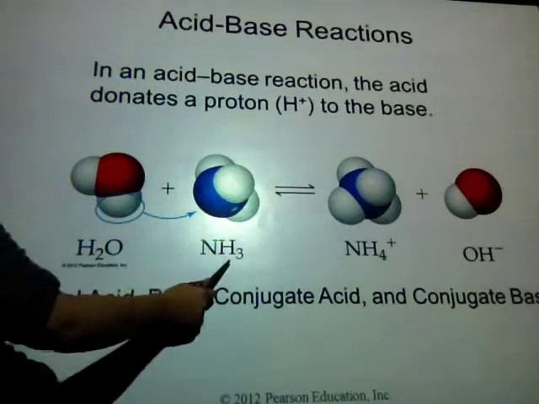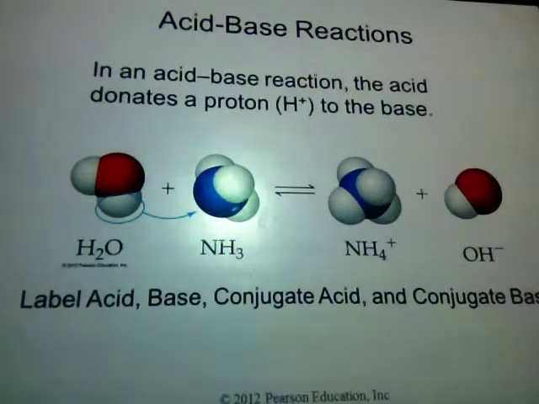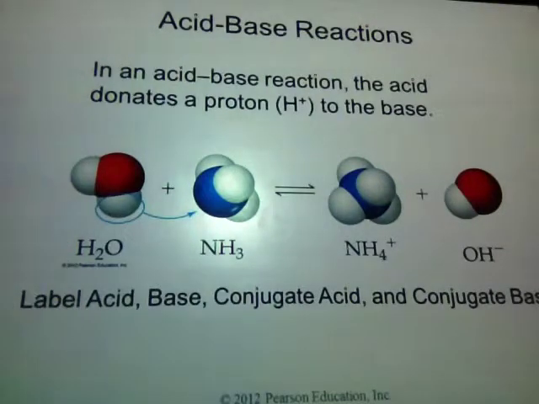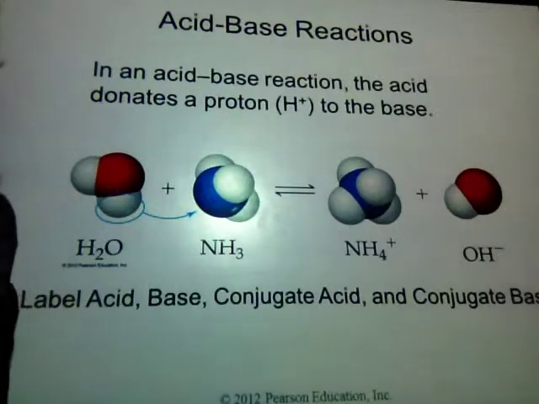We said this was the acid and this was the base. But we also have something called a conjugate acid-base pair, or conjugate acid, conjugate base. Now, we have said that a conjugate acid is something that will accept the hydrogen ion, and the conjugate base is something that will remove or release the hydrogen ion.